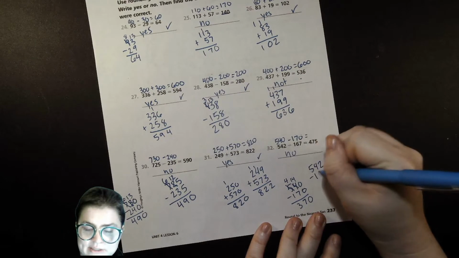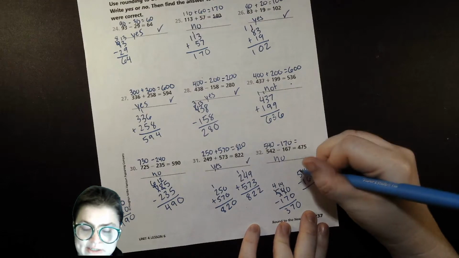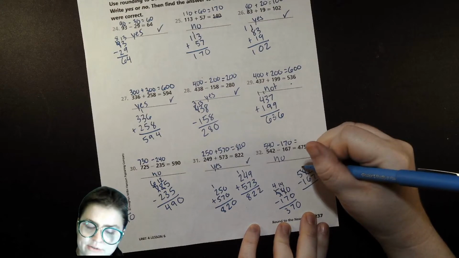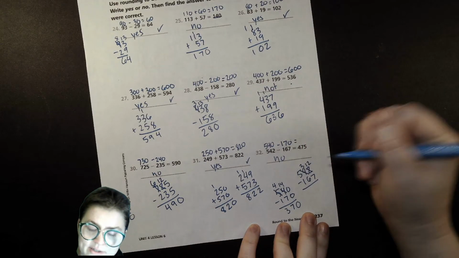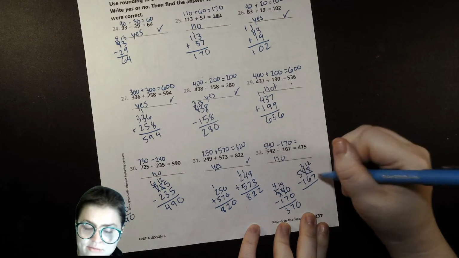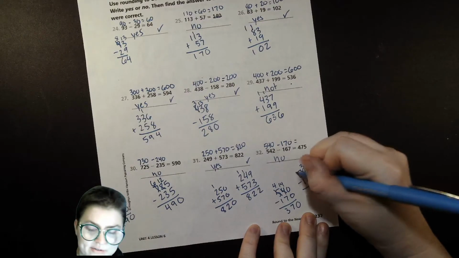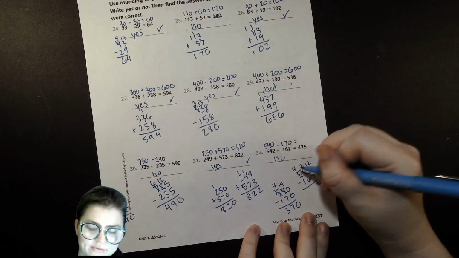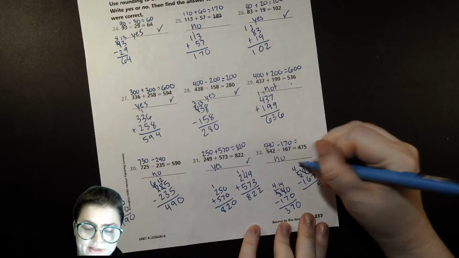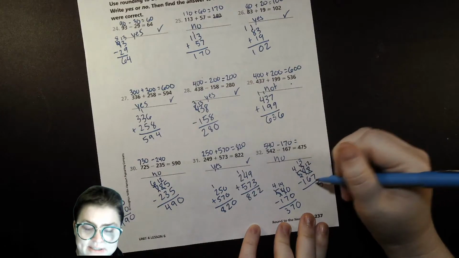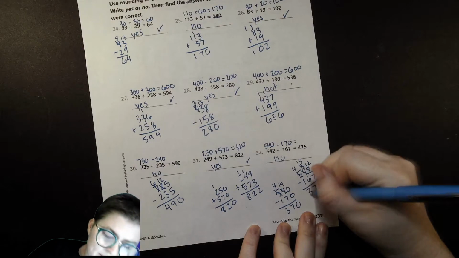542 minus 167. 2 minus 7 is not going to work, so we group. So 3 tens there, 12 there. 12 minus 7 is 5. 3 minus 6 also not going to work, so we have to ungroup. 4 hundreds, and then 13 tens. 13 minus 6 is 7, and 4 minus 1 is 3.